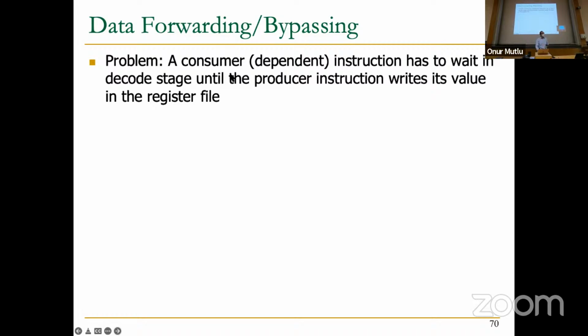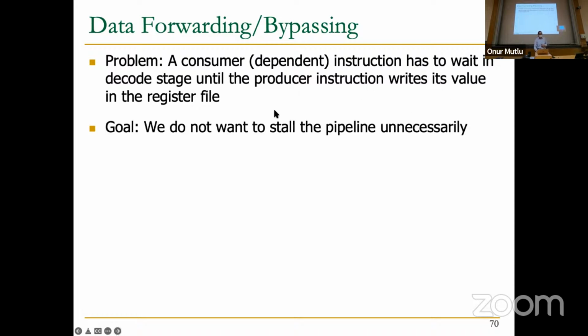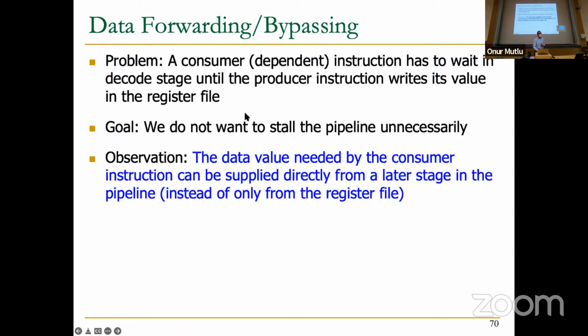The problem is a consumer or dependent instruction has to wait in the decode stage until the producer instruction writes its value in the register file. Basically, we do not want to stall the pipeline unnecessarily. The observation here is that the data value needed by the consumer instruction can be supplied directly from a later stage in the pipeline, instead of only from the register file. You don't need to wait until an instruction writes to the register file. You can get the value from the ALU result, for example, or the memory output.